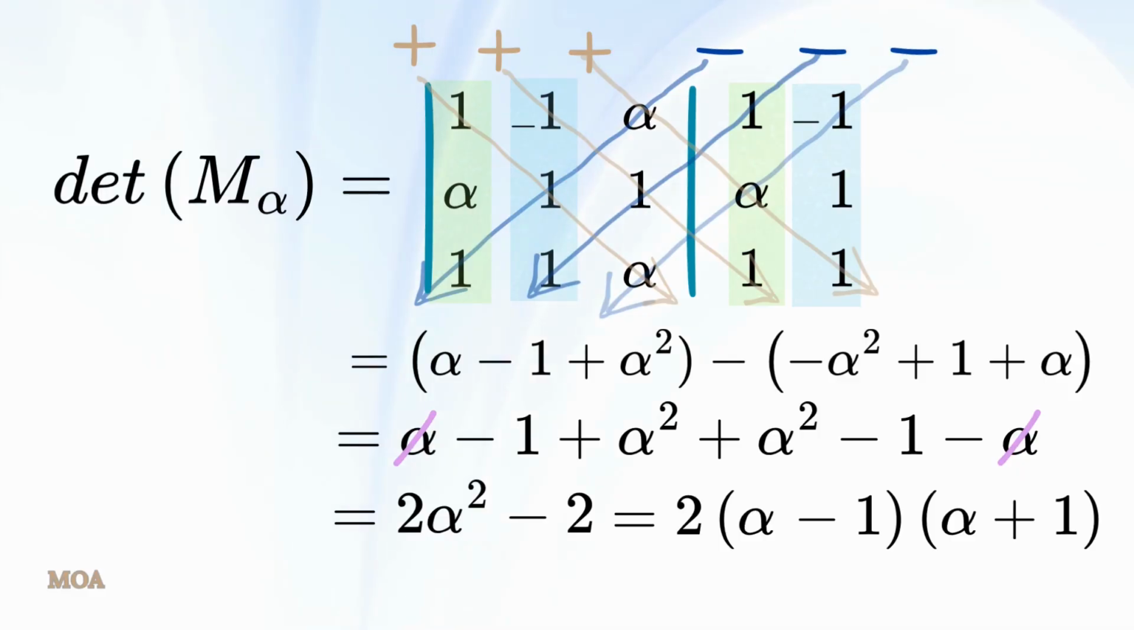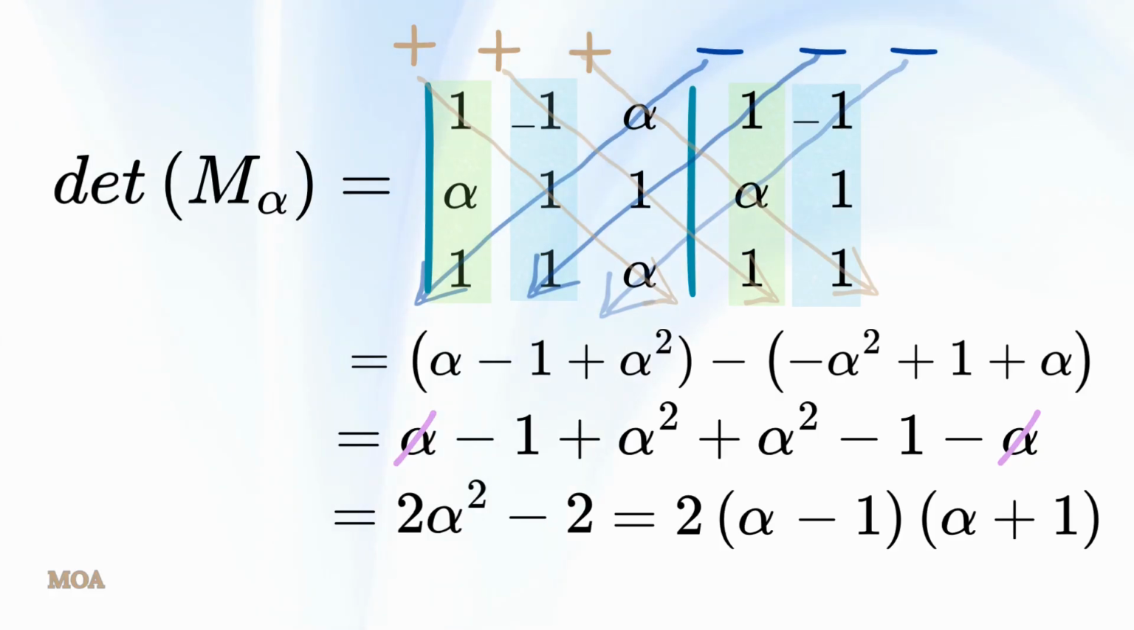plus the product of the second diagonal, namely -1 times 1 times 1, plus the product of the third diagonal elements, alpha times 1, minus the quantity, the product of the elements of the determinant on the right diagonal, -1 times alpha, plus 1 times 1 times 1, plus 1 times 1 times alpha. This leads to alpha minus 1 plus alpha squared, minus the quantity negative alpha squared plus 1 plus alpha.